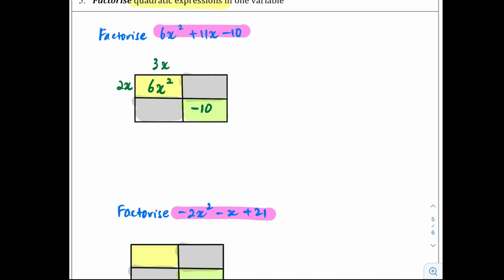Next, we need to ask ourselves, how do we get negative 10? We can get negative 10 by taking 1 times negative 10, negative 1 times 10, 2 times negative 5, or negative 5 times 2. So there are many combinations to get negative 10. So let's try 10 and negative 1 and see if it works.